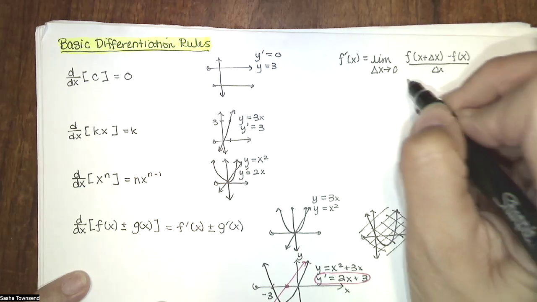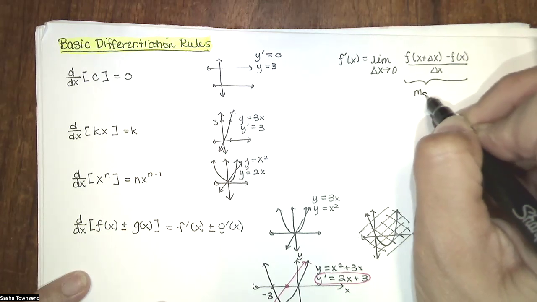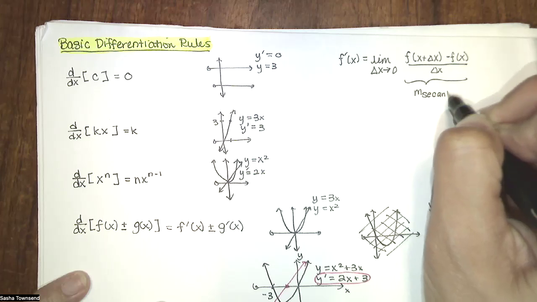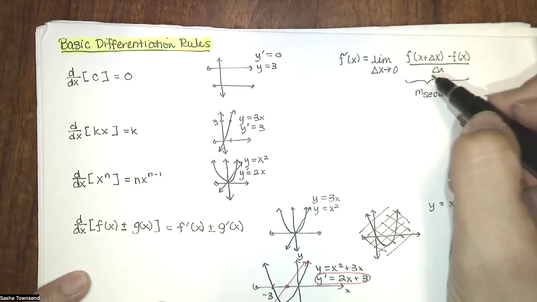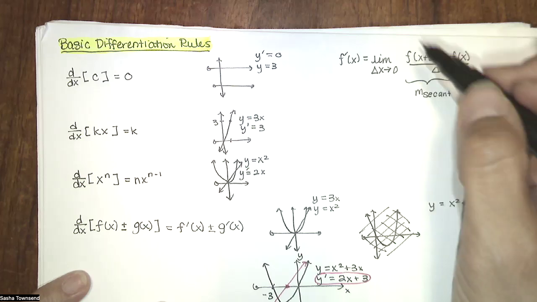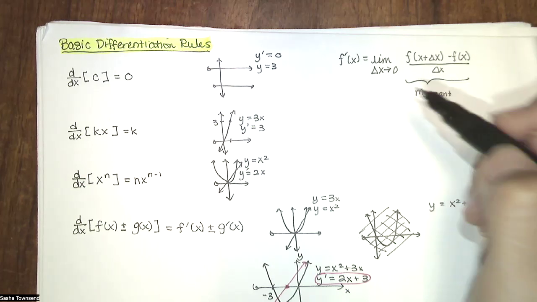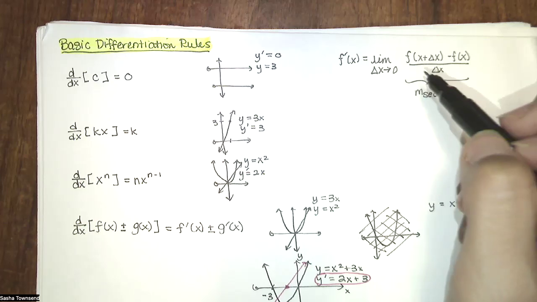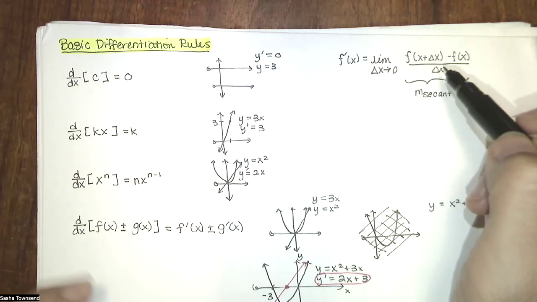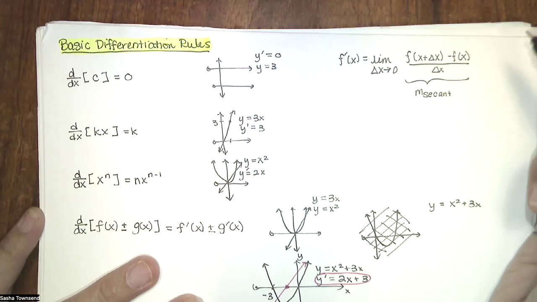And this is just the slope of the secant line between x, f of x, and x plus delta x, f of x plus delta x. And then we just let the 2 points get closer and closer together, which is the same as saying delta x goes to 0. That's the definition of the derivative.